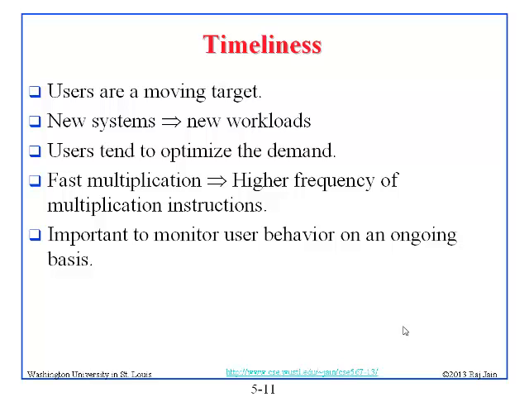So users tend to optimize the demand. That's what it means: the user's behavior changes with the system. So you optimize for one workload and you give them another system, and now they have a totally different workload. Fast multiplication: if the multiplication is fast, then there is a higher frequency of multiplication. That's the same thing as we talked about with the file transfer. It is important to monitor user behavior on an ongoing basis.